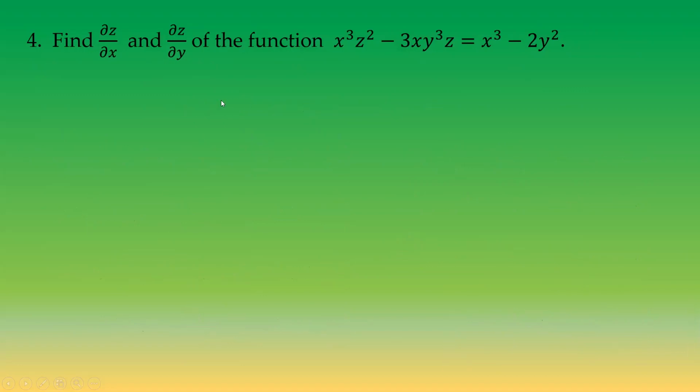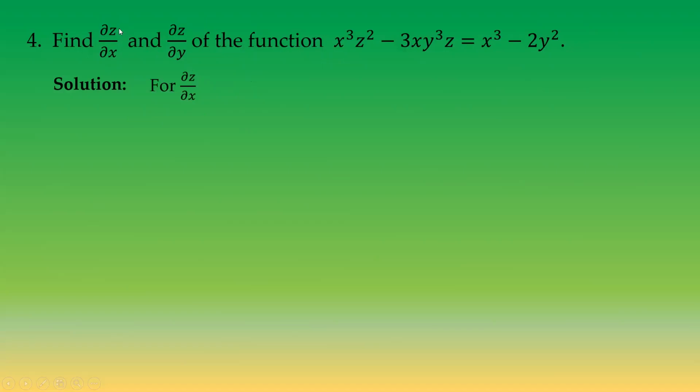Lipat tayo ngayon sa ating example. So dito, meron tayong x cubed z squared minus 3xy cubed z equals x cubed minus 2y squared. At ang pinapahanap dyan ay partial derivative ng z with respect to x. So, ibig sabihin, kagaya ng implicit, pag nag-differentiate tayo ng z, lagi siyang may kasamang dz over dx pagka tayo with respect to x. Pagka naman with respect to y yan, lagi siya may kasamang dz over dy, yung variable na z. Okay, simulan natin.